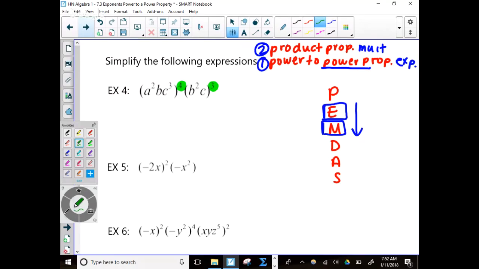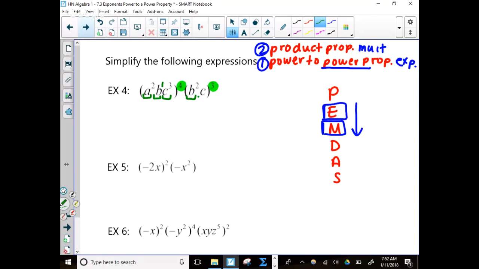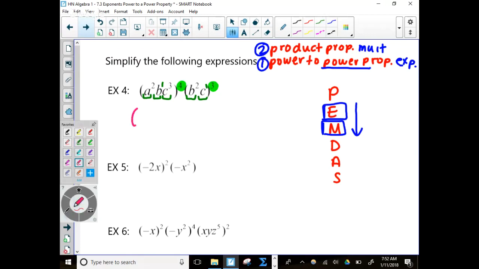So how many factors do we have in the first one? We have 1, 2, 3. And I would put the 1 up on the b so you don't forget the b exponent. In the second one, we have b squared, c to the first. Okay. So with the first group, we are going to multiply 4 by everything. So this would be a to the 8th, b to the 4th, c to the 12th.